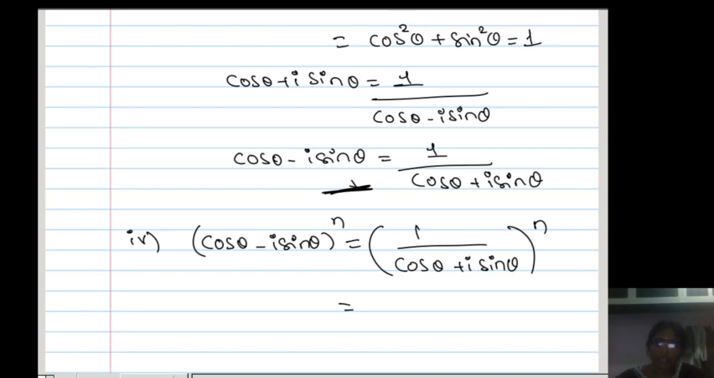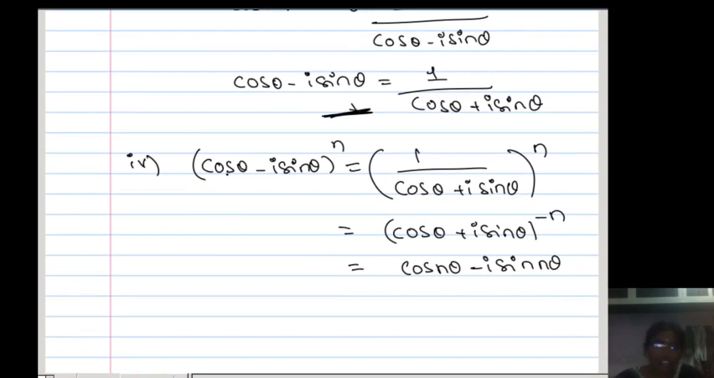So I know (cos theta plus i sin theta) whole power n can take the numerator. What happened? (Cos theta plus i sin theta) whole power minus n you will get. It is the denominator for n. If you take it to the numerator it will be minus n. By using the second property, (cos theta plus i sin theta) whole power minus n is equivalent to what? Just now we proved by using the second property that it is cos n theta minus i sin n theta. Okay, so what is the relation we proved? (Cos theta minus i sin theta) whole power n is equal to what? Cos n theta minus i sin n theta, where n is an integer.